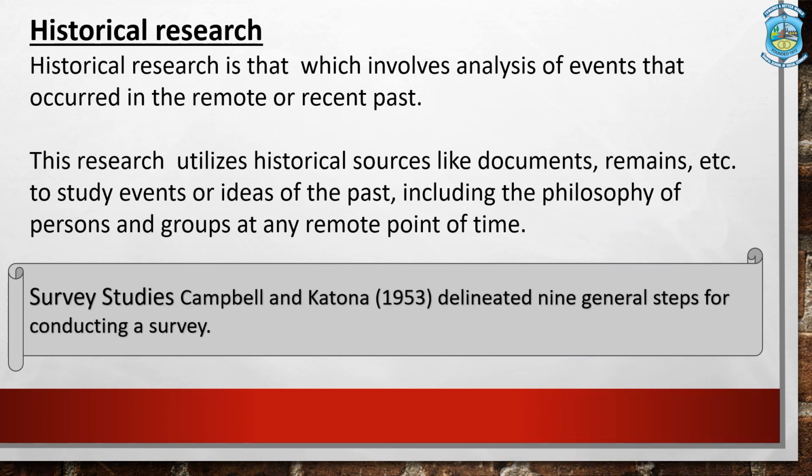Survey studies. As per Campbell and Katona, he delineated 9 general steps for conducting a survey. As we all know, research is a funnel system moving from a broad objective, which is the general objective, and then funnel down to specific objectives. So, general objectives, that is the general purpose and goal. Specific objectives, that is the type of data or the hypothesis to be tested.